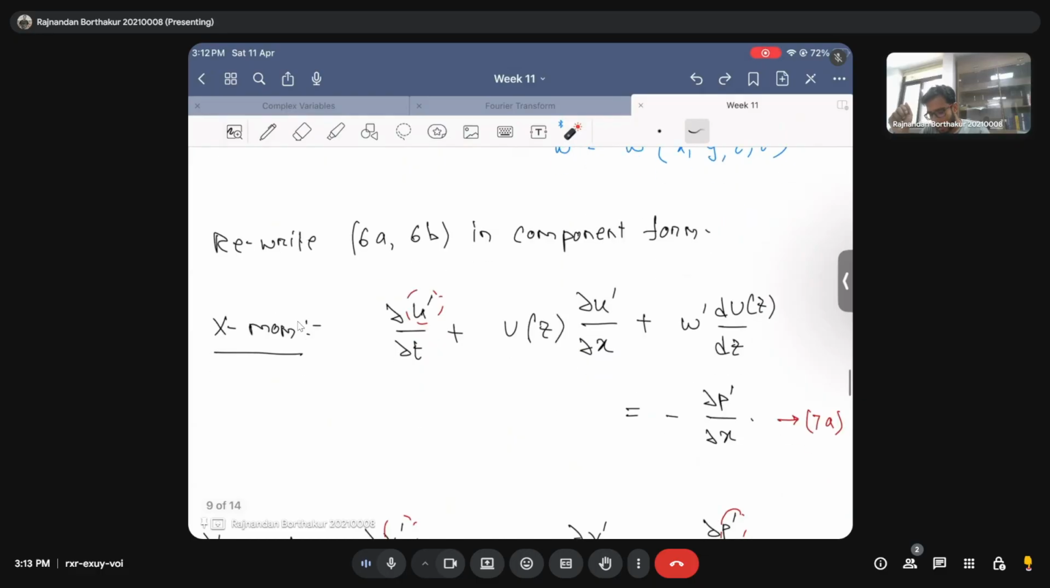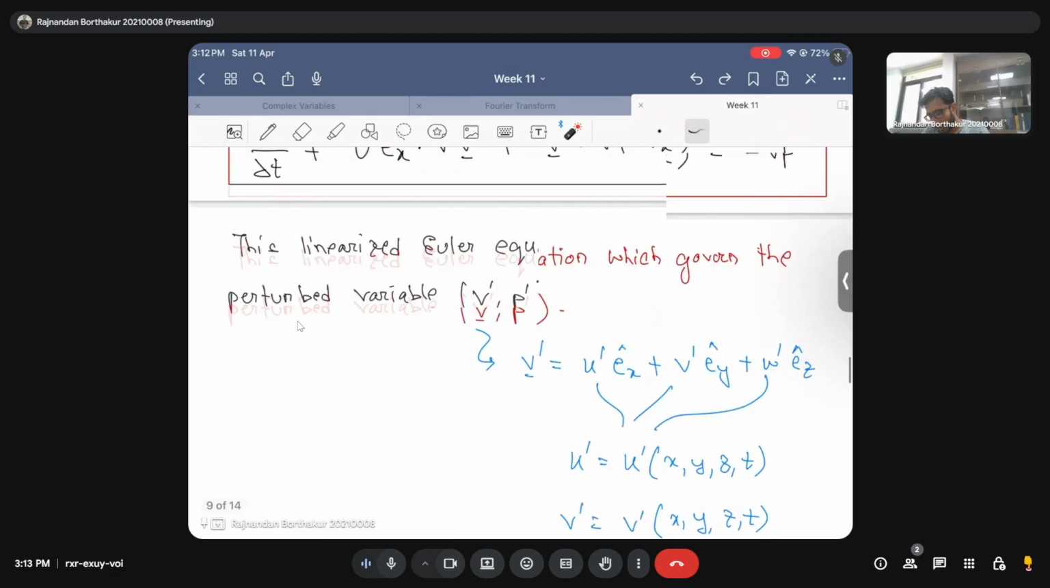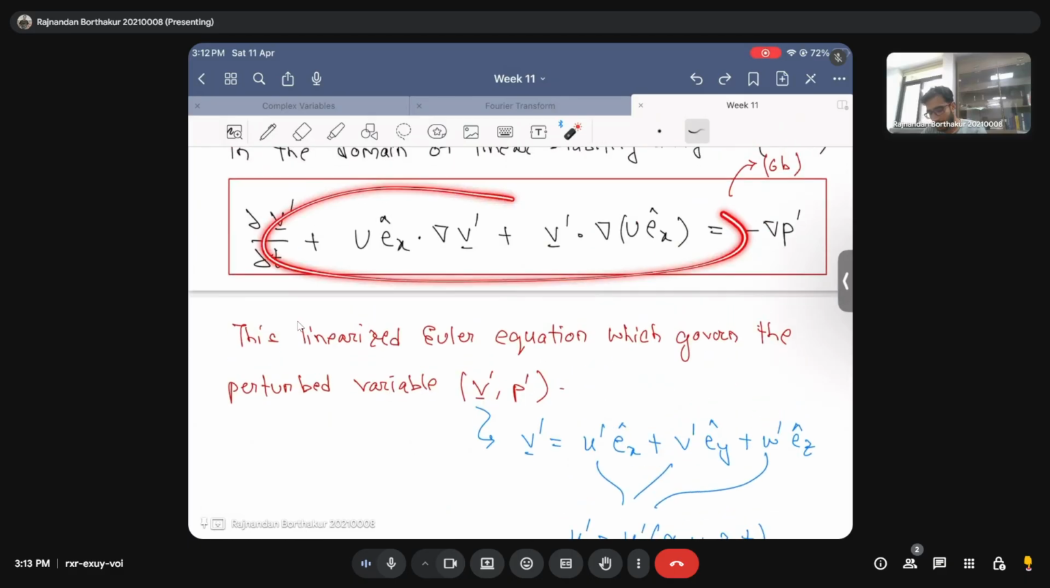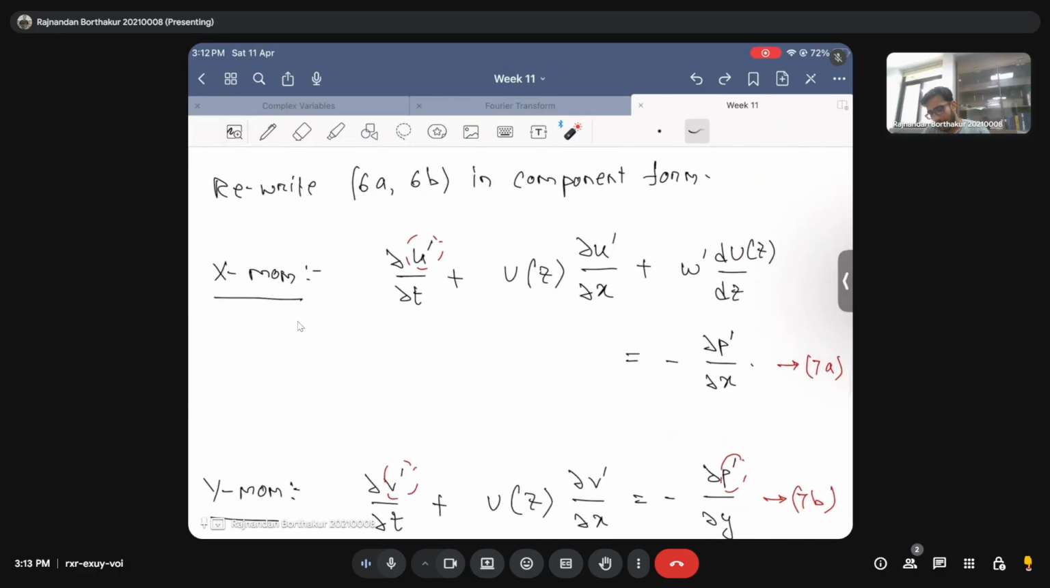Okay, and then what we did is we also derived the component wise form of Euler's equation and the continuity equation, which govern the perturbations. The component wise forms look something like this. You can see that indeed the component wise forms are also linear, where this capital U of z is nothing but the base flow, and all the dash variables denote the perturbations.